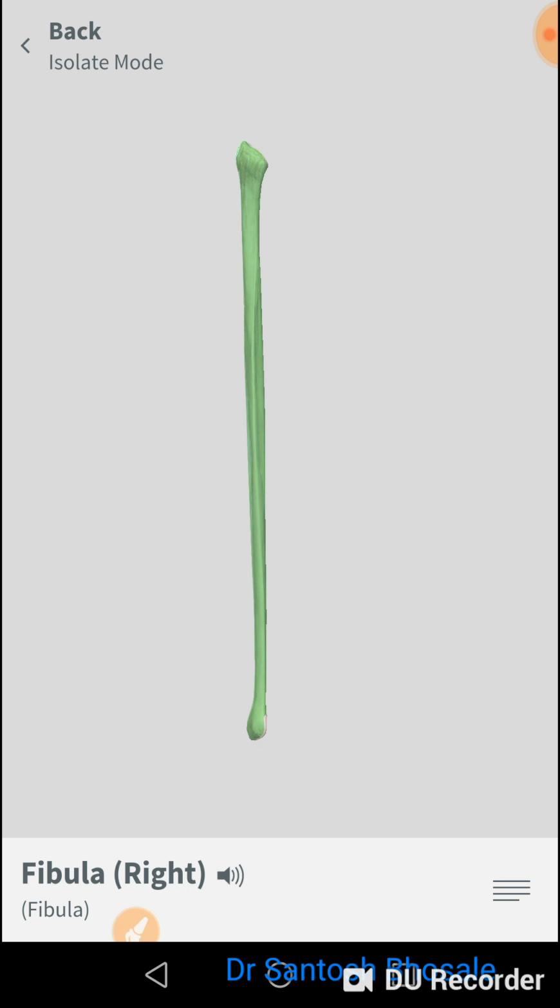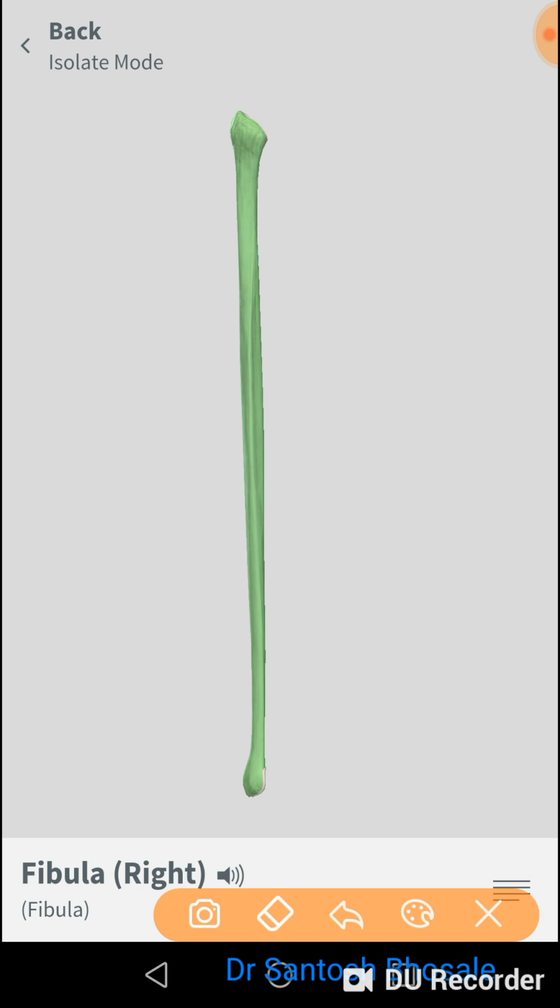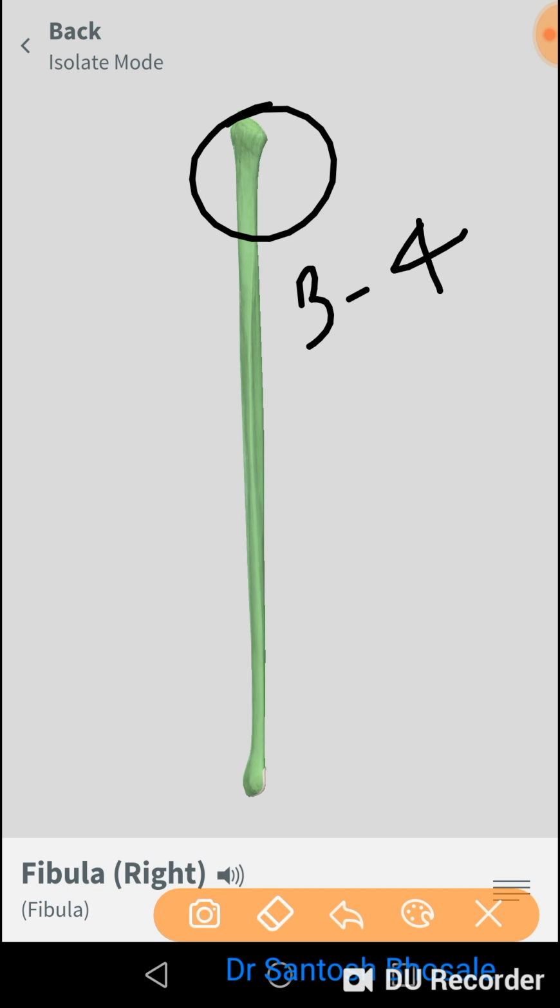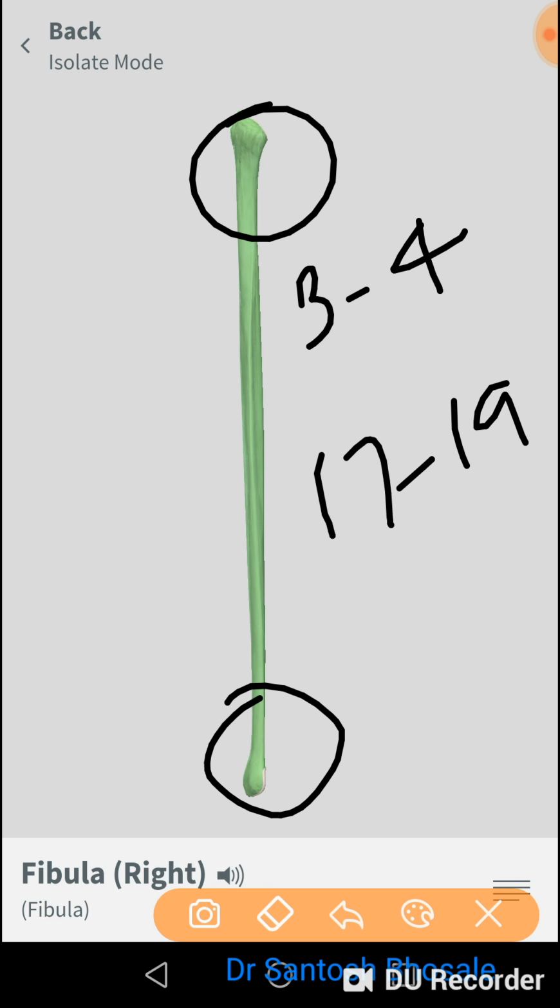Then coming to the ossification of the fibula, the center for ossification of the upper end starts between 3 to 4 years and fuses by 17 to 19 years, whereas the center for the lower end appears between 1 to 2 years and finishes by 15 to 17 years.